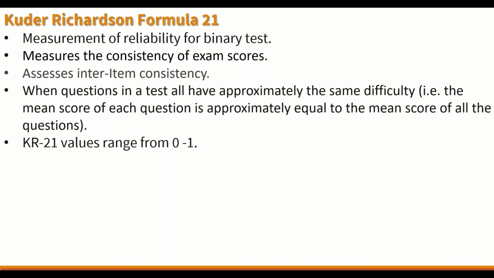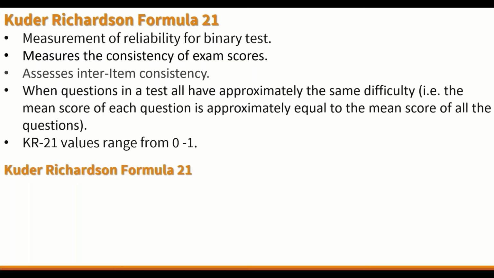The KR21 values range from 0 to 1. 0 means an unreliable exam or test. A value of 1 means that it has excellent reliability as a test or an exam.